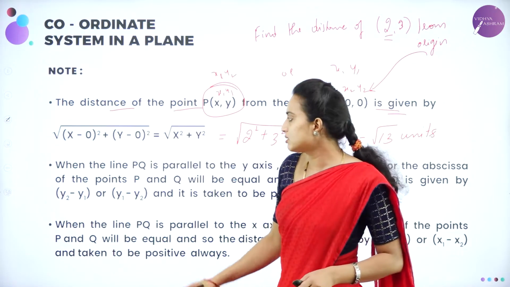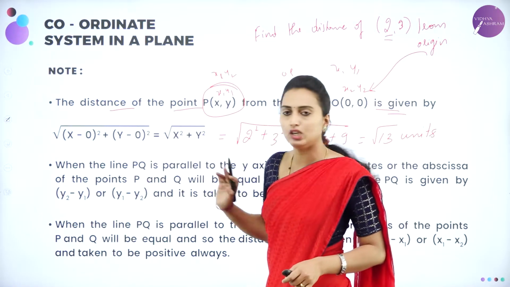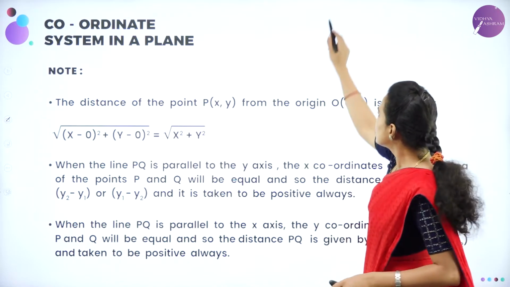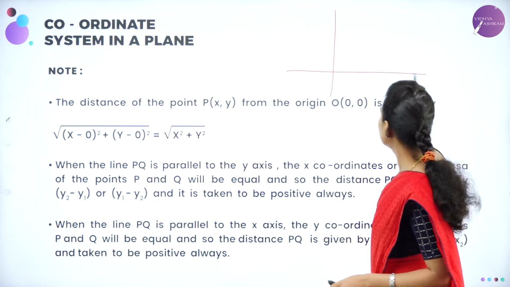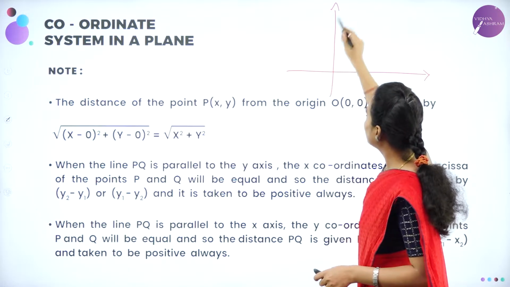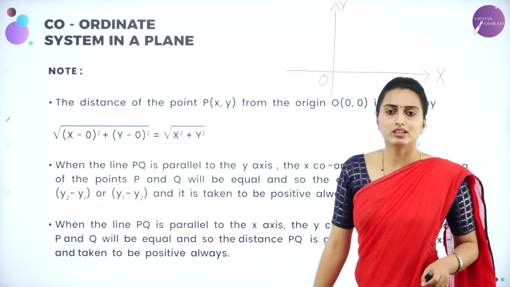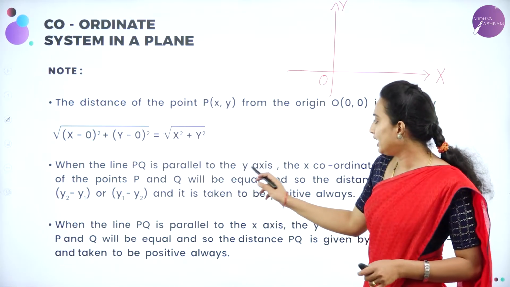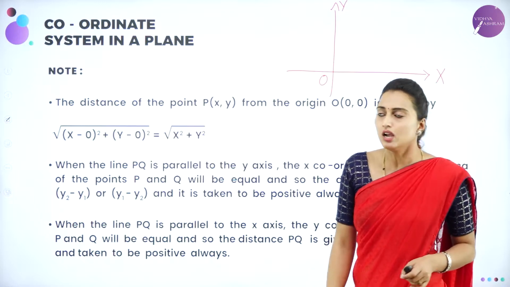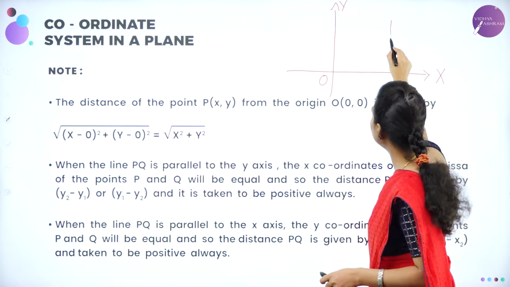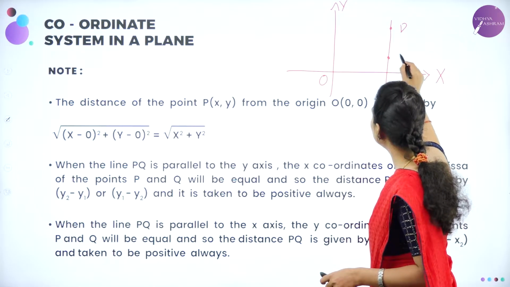Understood? Next, let us move on to when a line PQ is parallel to the y-axis. So this is the x coordinate and the y coordinate I am writing here, x and y, and this is the origin, that is O. When the line PQ is parallel to the y-axis, PQ means this is a line, and these are points I am going to have. So this is a point P and this is a point Q.